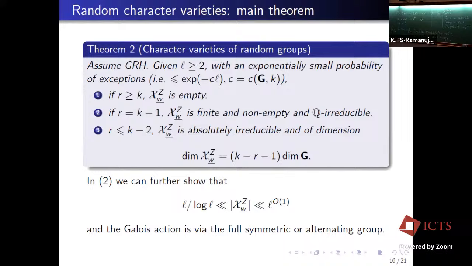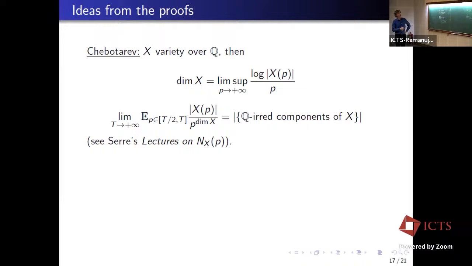And so, of course, one key word here is Chebotarev. So Jean-Pierre Serre has a very nice book, this green book, called Lectures on N_X(p). And he explains there many things. And in particular, he explains how you can recover the dimension of a variety out of the number of points over F_p. So this is a fact: the dimension of a variety over Q is equal to the lim sup of the log of this N_X(p), where N_X(p) is the number of points of X reduced mod p, divided by log p. Not just that, but you can compute the number of Q-irreducible components of your variety by averaging N_X(p) over the primes.